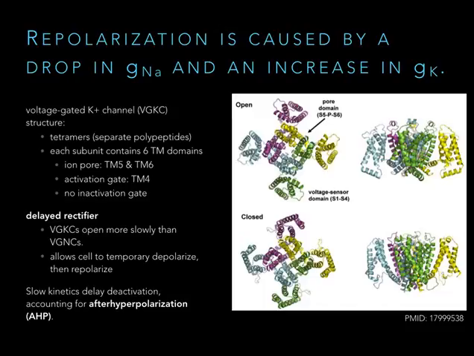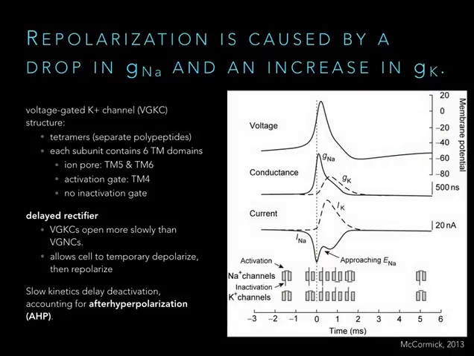Now, in this illustration, what we can see here, 4 different polypeptides, each with their own color: purple, yellow, green, blue. They're going to come together and form the ion channel. You don't need to know anything beyond what I've already told you. TMs 5 and 6 form the pore, and 4 is the activation gate. Let's see why it's the delayed rectifier.